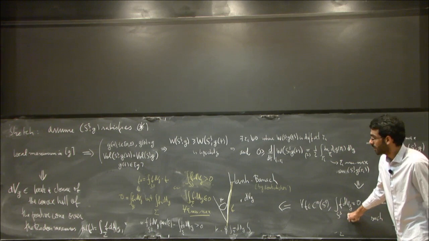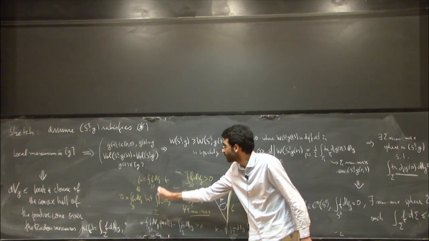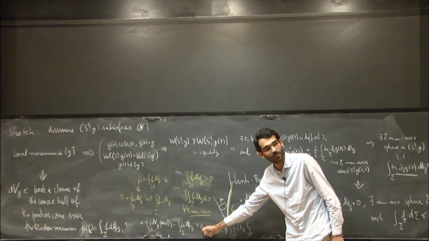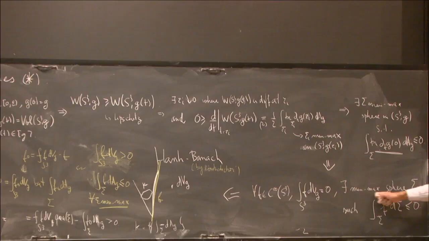So I'm saying that for this particular f naught, which has average zero, the integral over all min max surfaces is strictly positive. But the statement says that for this particular f naught, there should be at least one with integral less than or equal to zero. Contradiction.